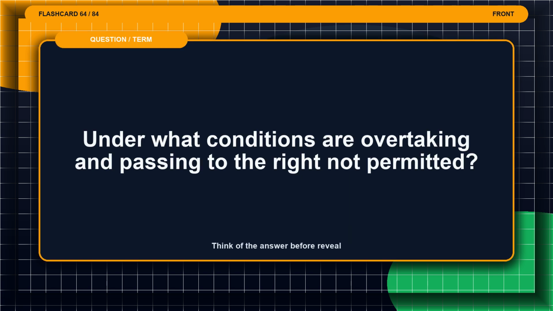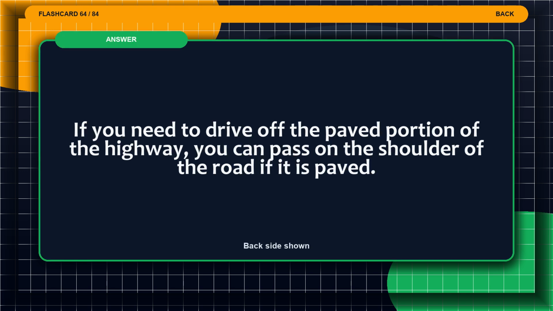Flashcard 64. Under what conditions are overtaking and passing to the right not permitted? Think of the answer before the reveal. The answer is if you need to drive off the paved portion of the highway, you can pass on the shoulder of the road if it is paved.